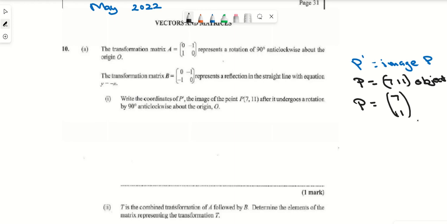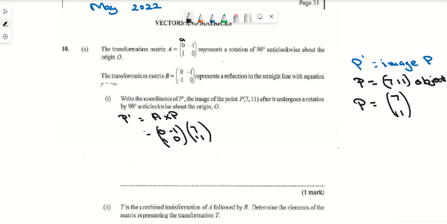Right? Now, let me just write: image P would be equal to A, which is your transformation of 90 degrees anti-clockwise about the origin point, multiplied by P. Right? So this will be 0 minus 1, 1, 0 multiplied by P, which is 7, 11, sorry. Right, and that would give you image P.